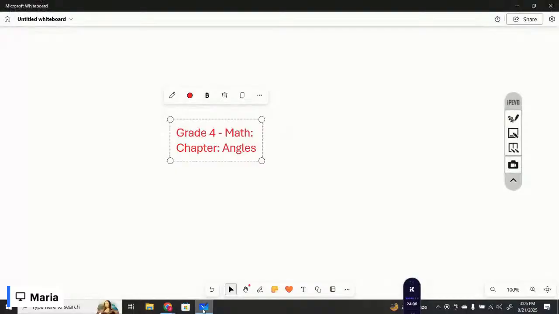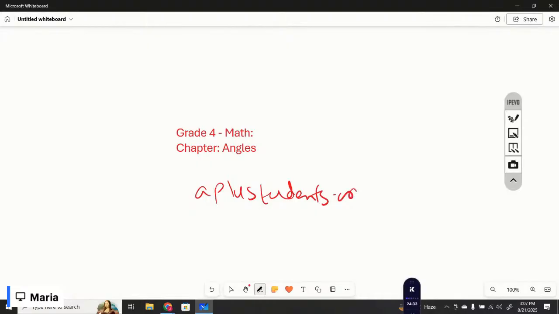We are here for grade 4 math. You can find all the lessons on students.com. You have to log in there using your email address and password as provided by the administrator.